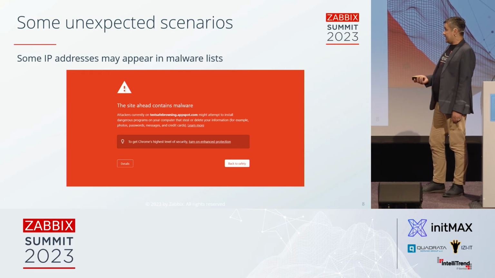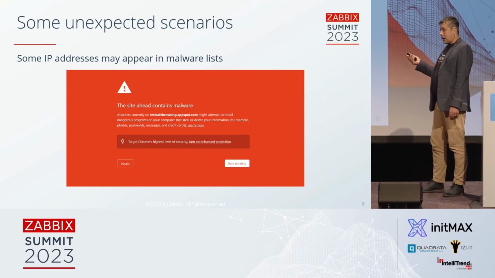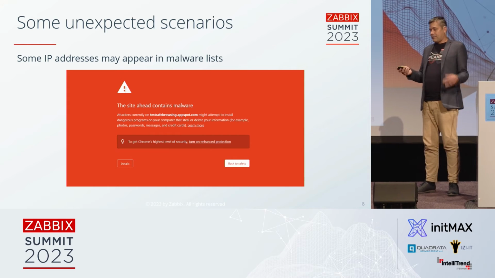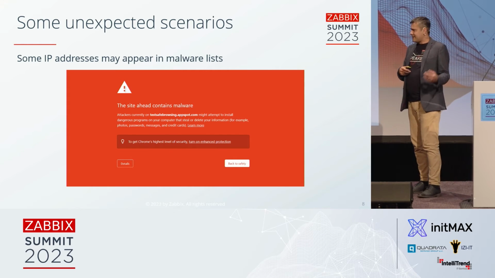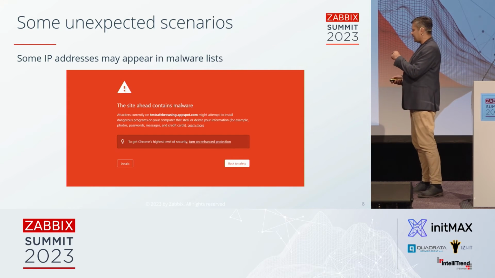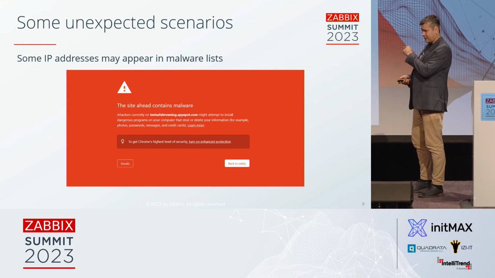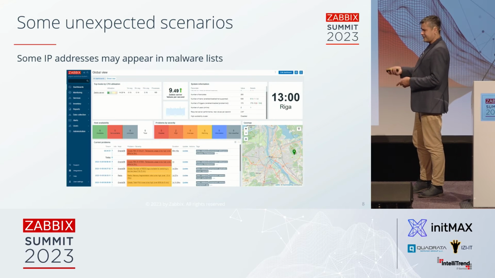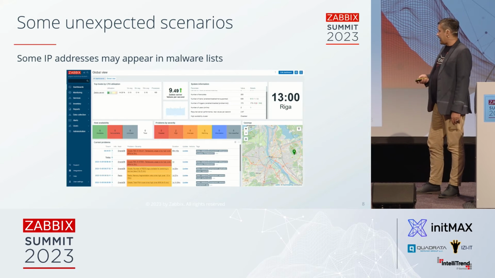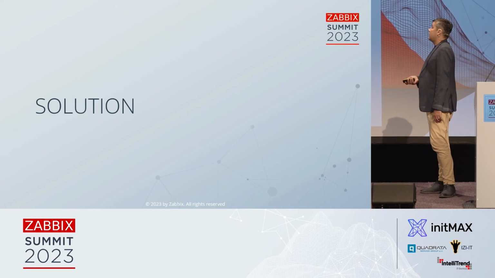Sometimes I have seen even this, right? Those are cloud machines, and you never know who has used the IP address before. And this is not the best thing a student can expect when he tries to connect to the Zabbix frontend. So this is much better. We need to be sure that those IP addresses are not in some malware list and so on. Okay, so solution.